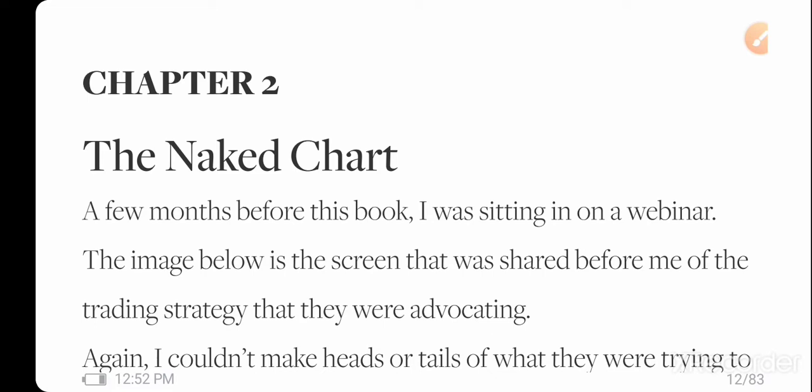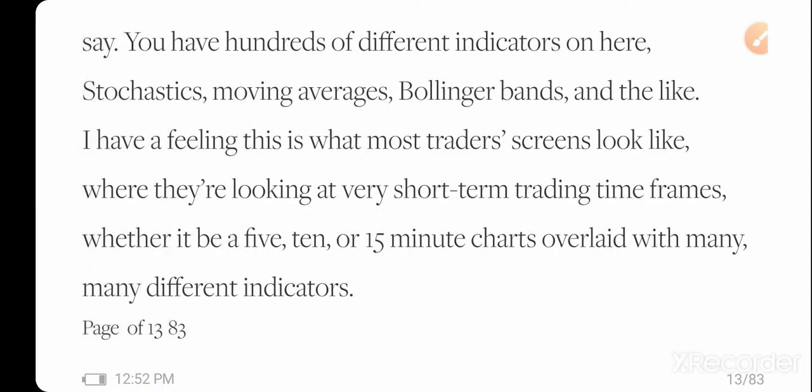Okay, now chapter 2 says the naked chart. A few months before this book, I was sitting in on a webinar. The image below is the screen that was shared before me of the trading strategy that they were advocating. Again, I couldn't make heads or tails of what they were trying to say. You have hundreds of different indicators on here: stochastics, moving averages, Bollinger Bands, and the like. I have a feeling this is what most traders' screens look like, where they are looking at very short-term time frames, whether it be a 5, 10, or 15 minute chart overlaid with many different indicators.